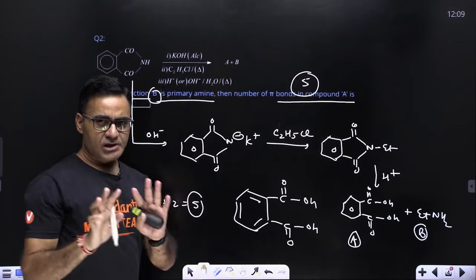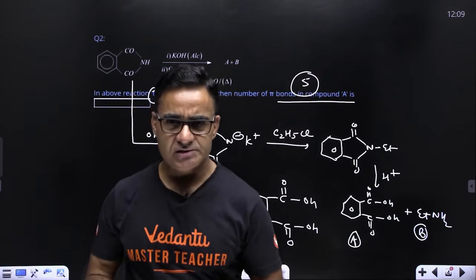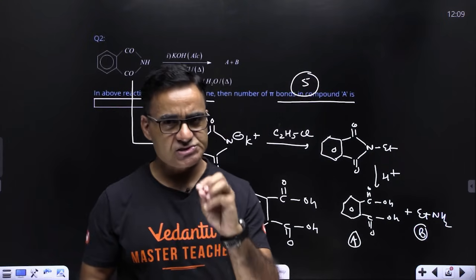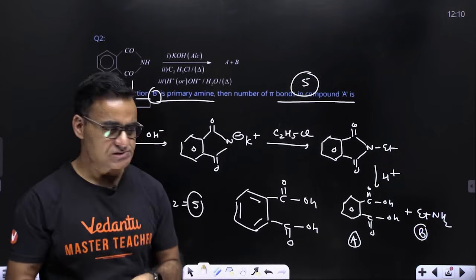All right, simple. This was a particular reaction-based question, that is called Gabriel phthalimide synthesis. This is a very important preparation of primary amines. All right.